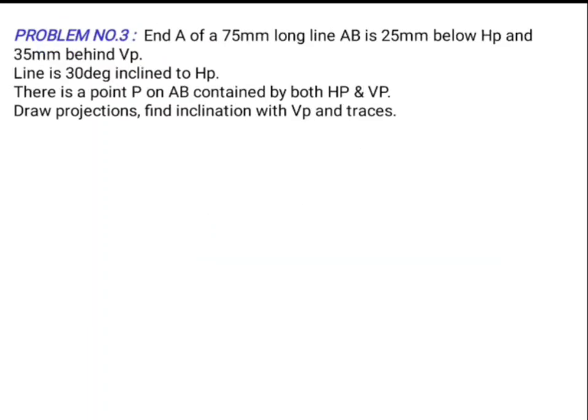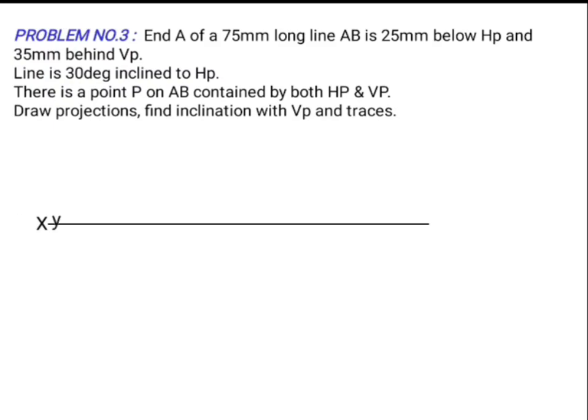Okay, now we have the third problem. End A of a 75 millimeter long line AB is 25 millimeter below the horizontal plane and 35 millimeter behind the vertical plane. The line is 30 degrees inclined to the horizontal plane. There is a point P on AB contained by both HP and VP. Draw the projections, find inclinations with the vertical plane and traces. We can move on to the solution of this problem.